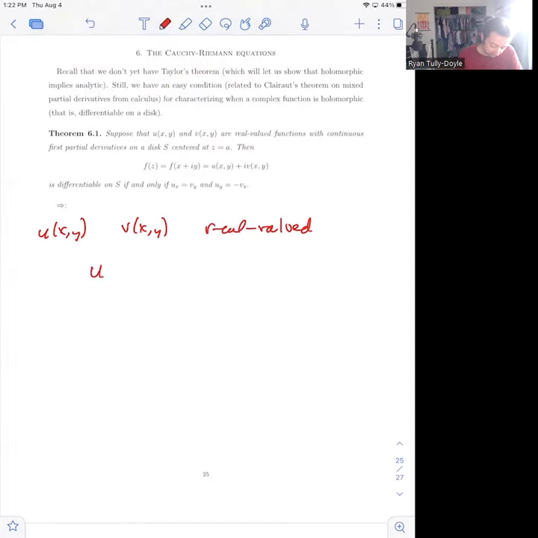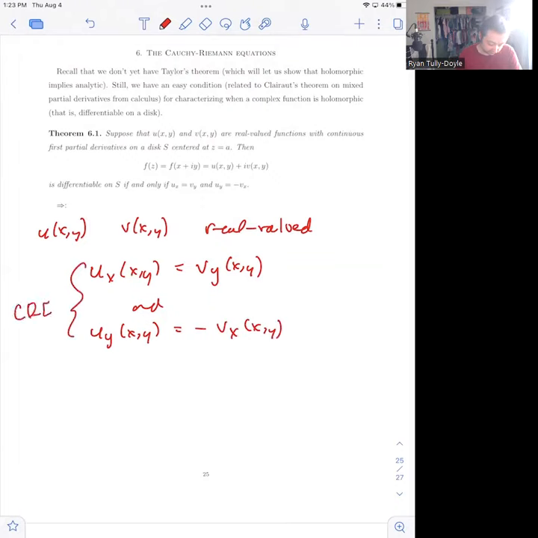The partial of u with respect to x of x, y is equal to the partial of v with respect to y of x, y, and the partial of u with respect to y of x, y is equal to minus the partial of v with respect to x of x and y. So this system of equations together is called the Cauchy-Riemann equations, CRE. And functions that satisfy this system of equations are very special.